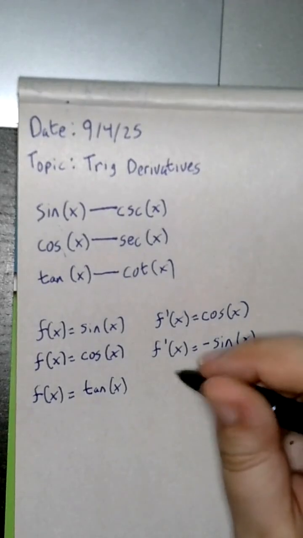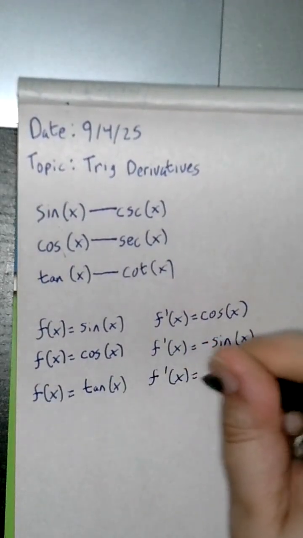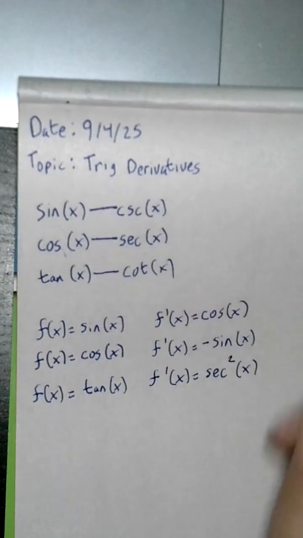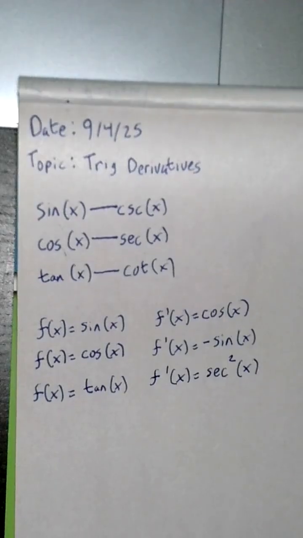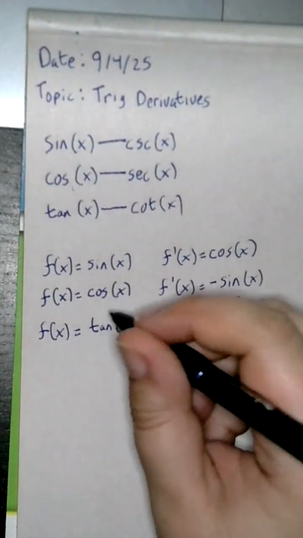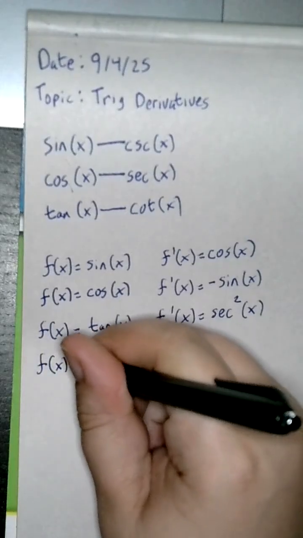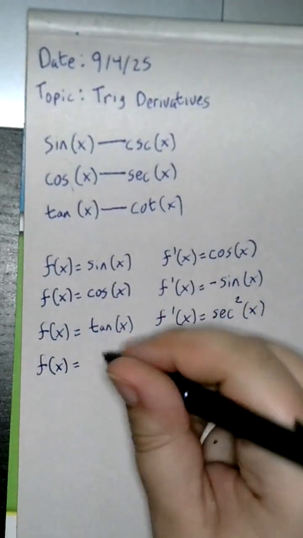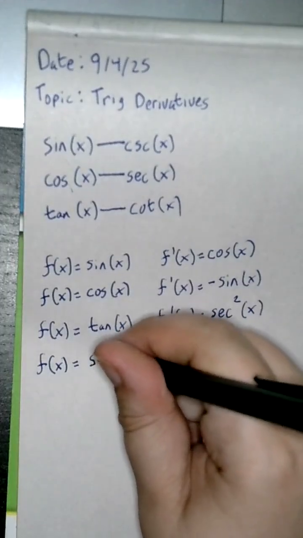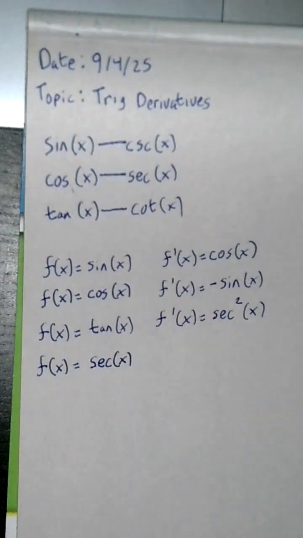Carter says secant squared. Yep, that's right. So its derivative is going to be secant squared of x. So, now, let's go secant next. Just because I can.